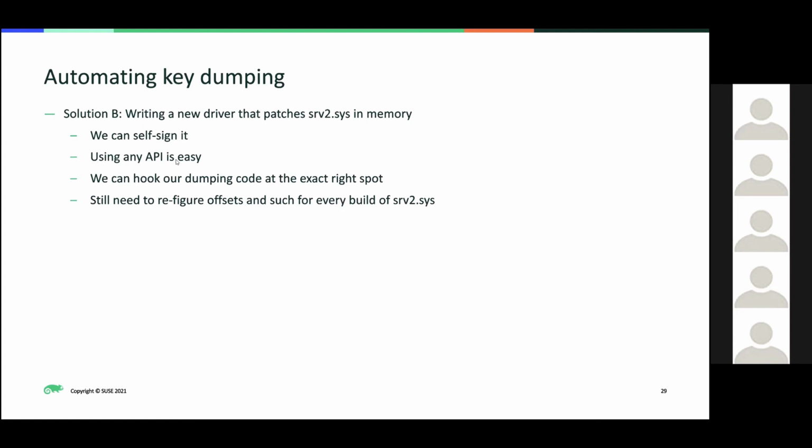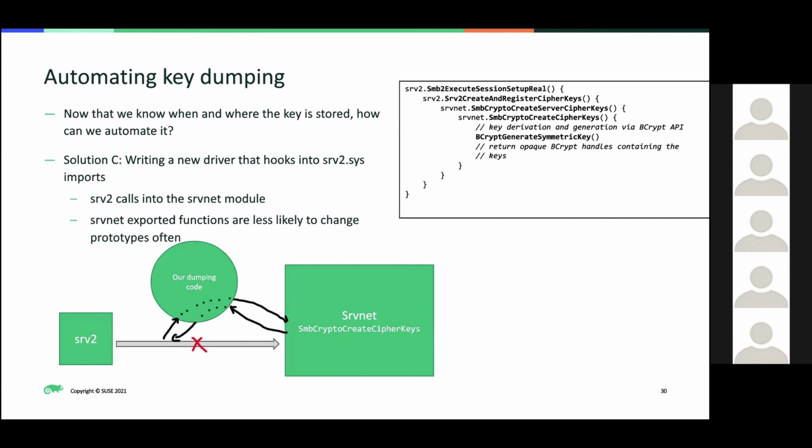You can use any API because your module is written in C or C++ or whatever. You don't have to deal with import tables. You can just use printf or whatever. But you still need to patch SRv2.sys in memory, so you have the same issues as before in terms of figuring out offsets, and every time the module is updated, you have to figure this out again. So, not practical.